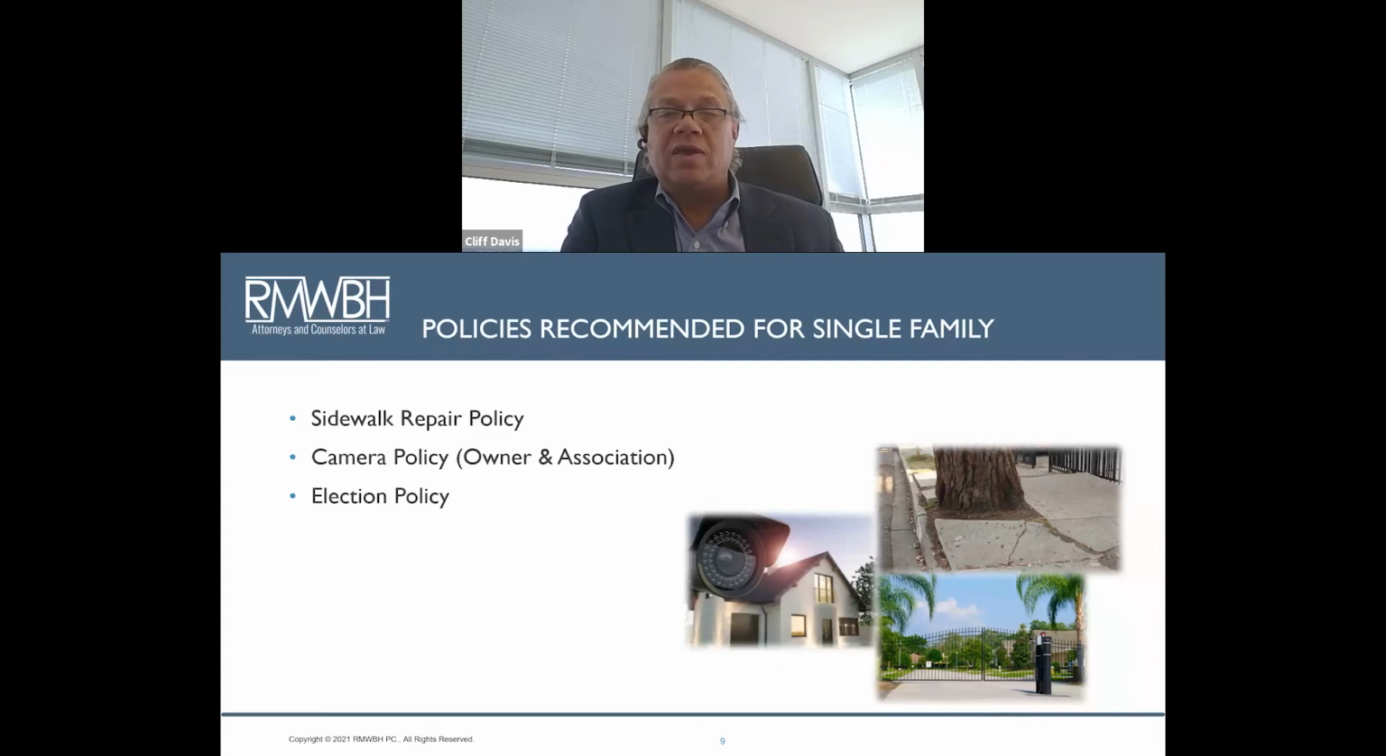An election policy can set out how you will conduct your elections. If your bylaws are not specific enough or somewhat ambiguous, you can address these things through policies.